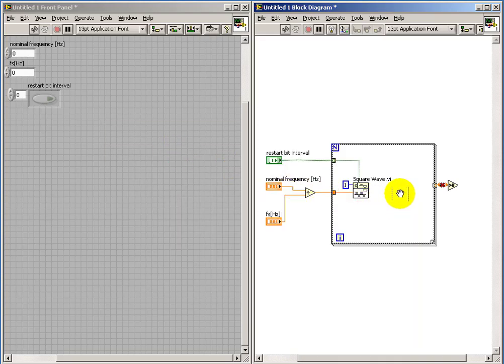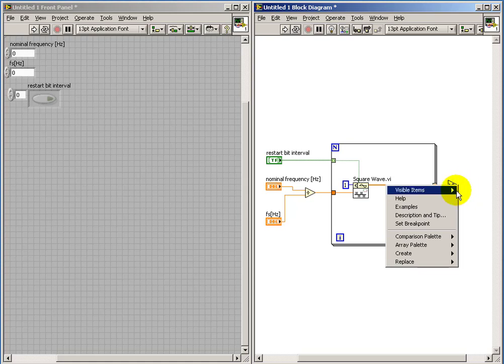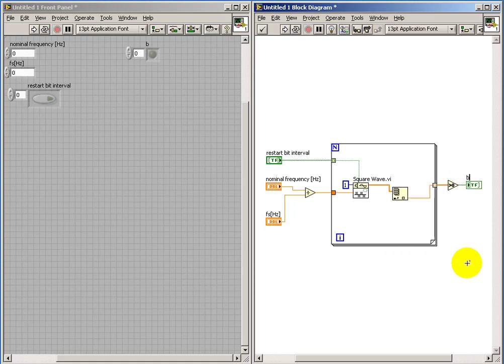And index array will do the job nicely. This accepts the array output from the square wave oscillator and produces a single scalar value. These are then accumulated with that tunnel that has auto indexing enabled, and ultimately then this produces our Boolean array indicator as an output.